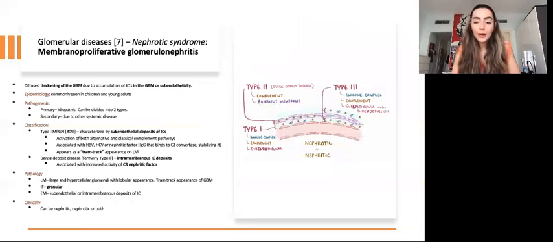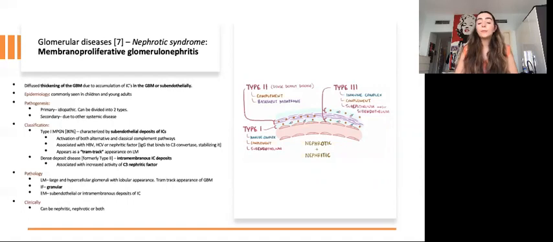The next one we have is membranoproliferative glomerulonephritis. This one has 2 types, actually 3 types, but we normally just talk about those 2 types. It's defined as diffuse thickening of the glomerular basement membrane due to accumulation of immune complexes in the glomerular basement membrane or subendothelially, right? It can either be primary, which has 2 types, or secondary from other diseases.